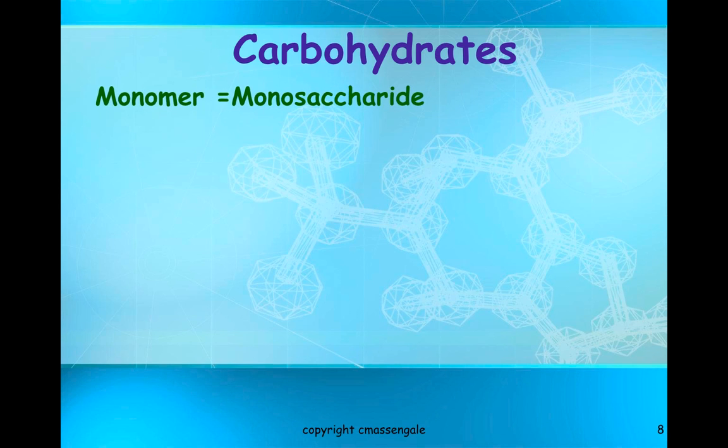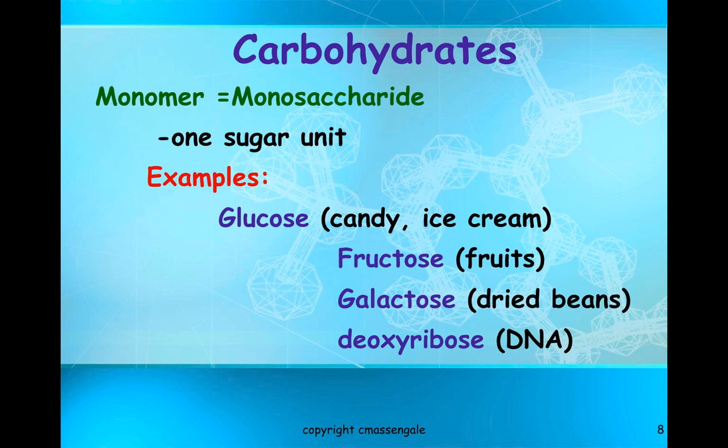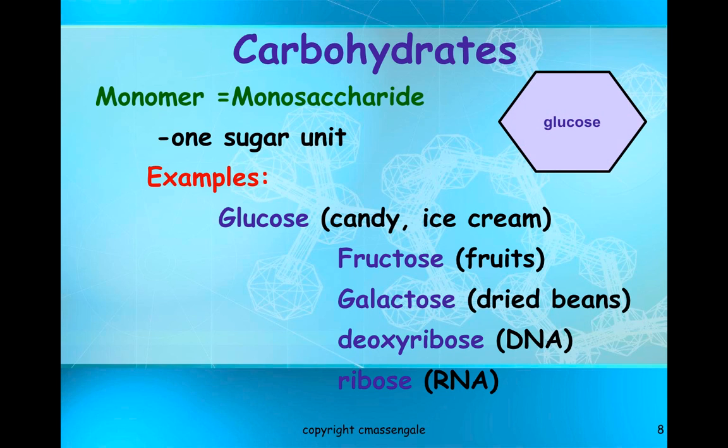So let's talk about the monomer, which is a monosaccharide. It's 1 sugar unit. Our examples are glucose, which is the most common. It's found in candy and ice cream. But we also have fructose, galactose, deoxyribose, and ribose. Those are all different types of monosaccharides. And so here I have my drawing of glucose, and that's a monomer for a carbohydrate, but I could just as easily change this into something called fructose, or it could be deoxyribose, which is in DNA. Now it might change the shape, it might not be quite this shape, but it is just one single sugar unit.